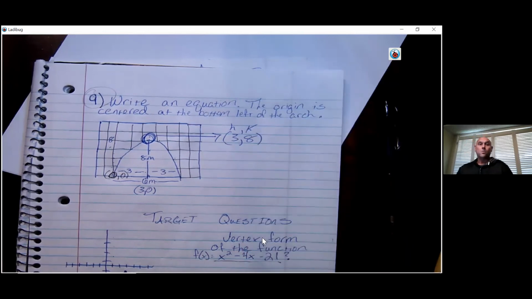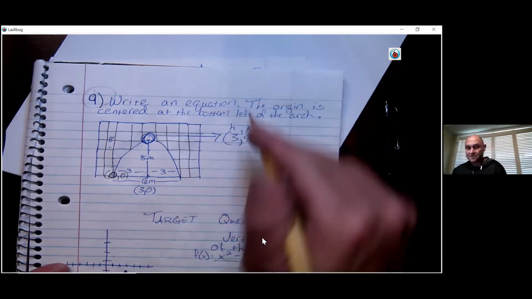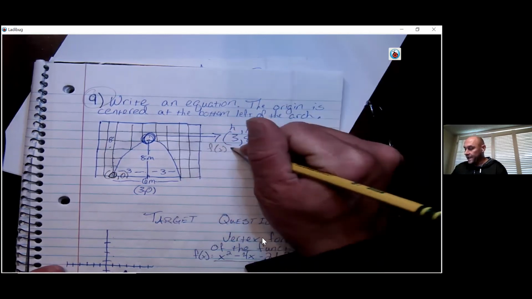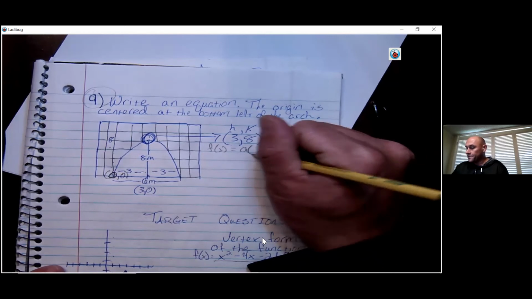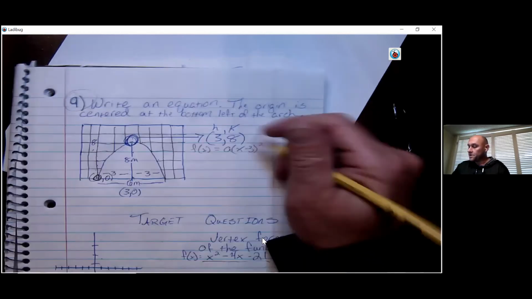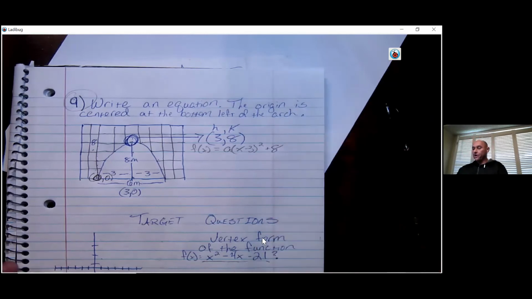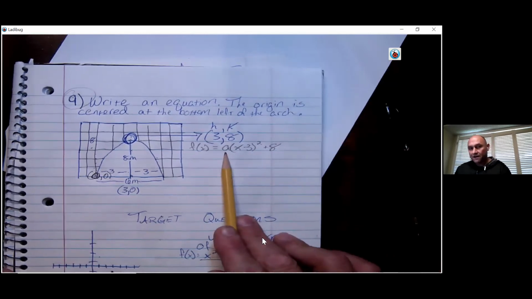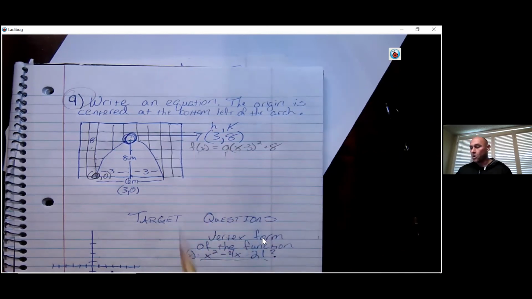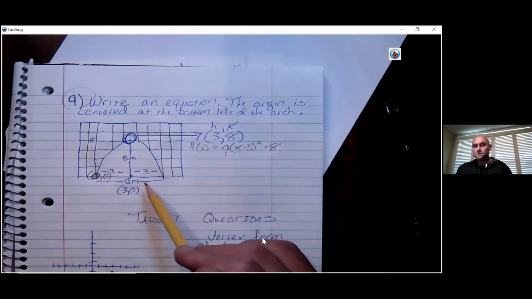What I need to do is find a. So I'm going to put this into vertex form. I've got f of x equals a, because I don't know a yet, times x minus 3 squared, plus 8. Now, to find a, I'm going to have to substitute for x and y. To do that, I can choose any point I want on this parabola.